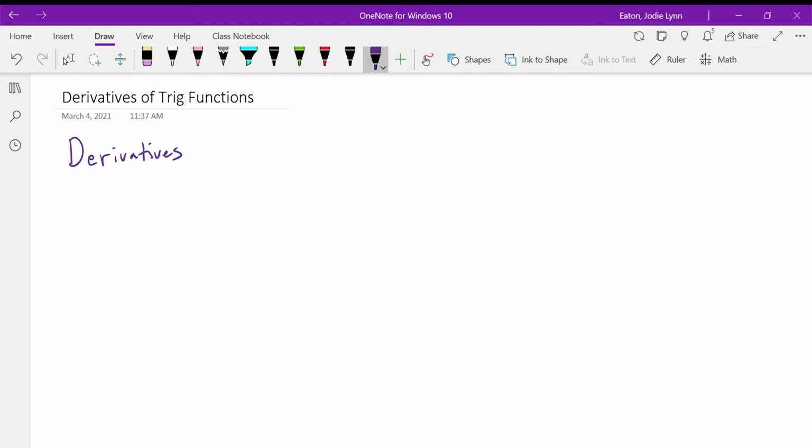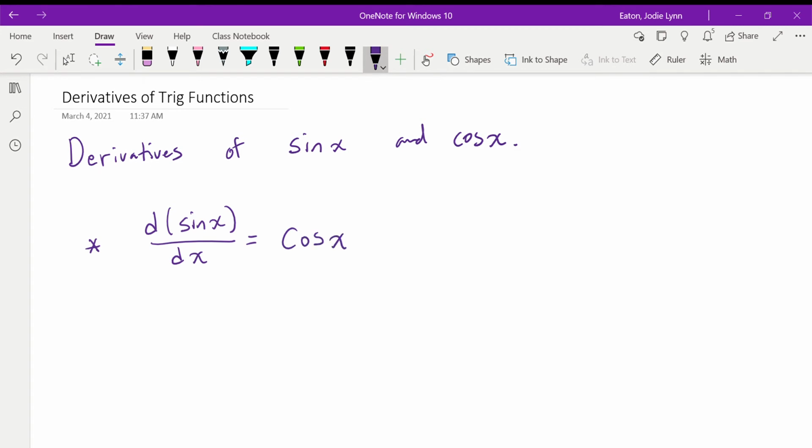Derivatives of sine x and cos x. So these are your two big important ones to have memorized, and yes, you do need to memorize these. So the derivative of sine x dx is equal to cosine x. Wow, that's really interesting. And the derivative of cosine x dx is equal to negative sine x.